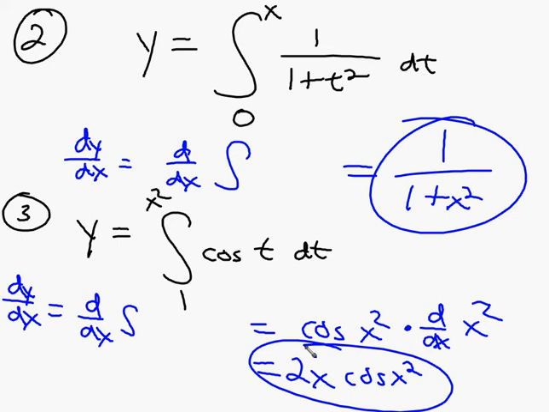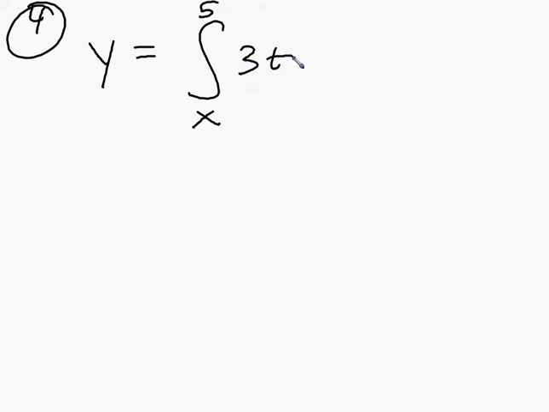All right? So if that top limit of integration is not just an x, if it's an x squared, if it's a 4x, okay, then we have to do the chain rule. I'm trying to get you several examples here so that you're ready to go for homework. What if y equals the integral from x to 5 of 3t sine of t dt?